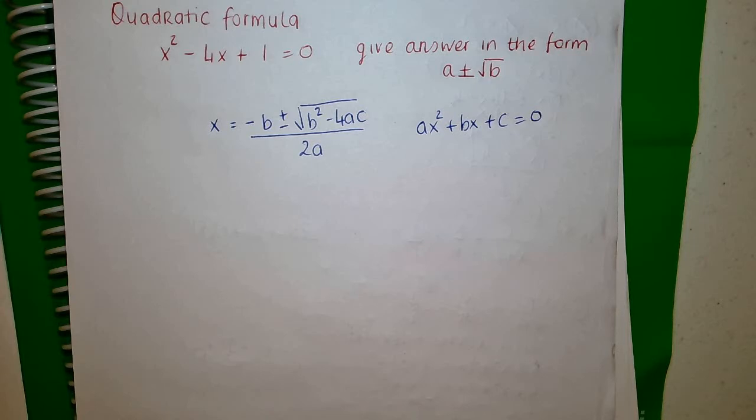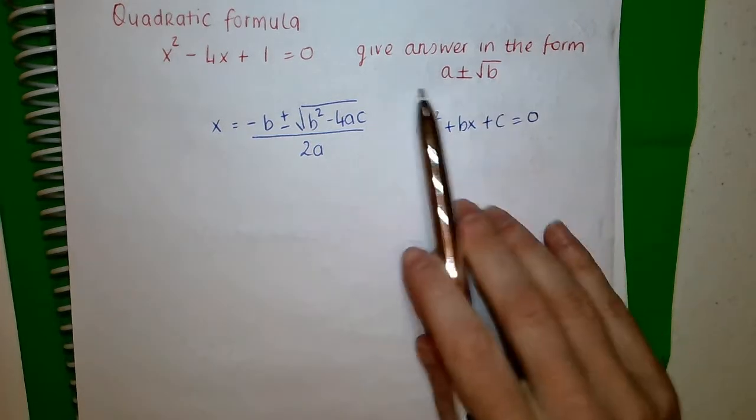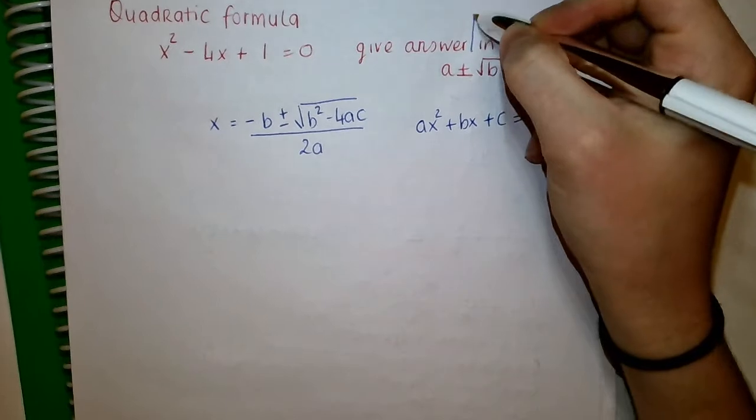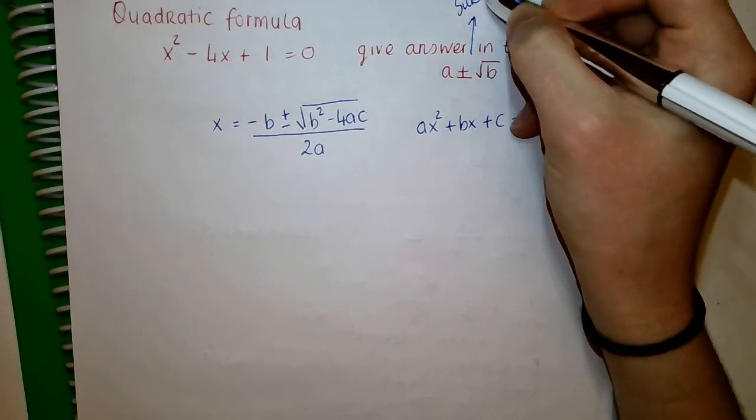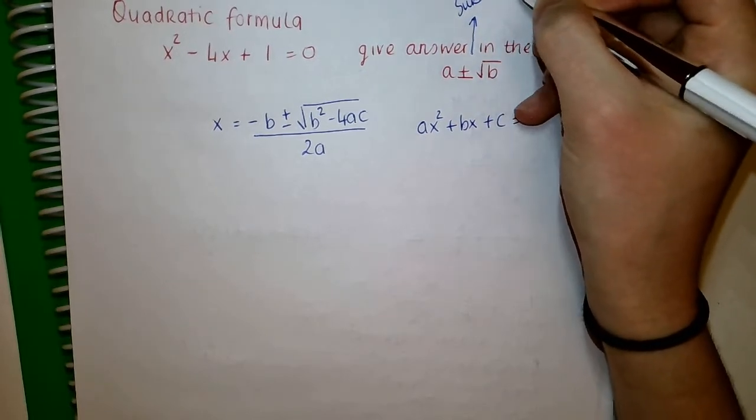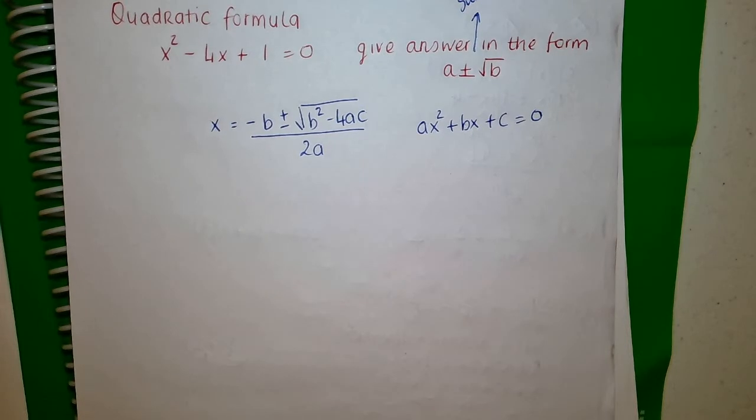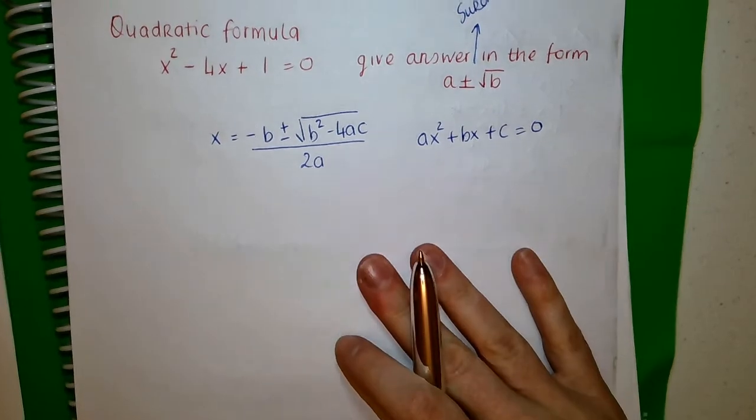In the exam, the examiner will specify if they really want you to use the quadratic formula by saying give your answer in this form, or this is also known as surd form if there's a square root in the answer. Or they could also say give your answer to 2 decimal places or 1 decimal place.